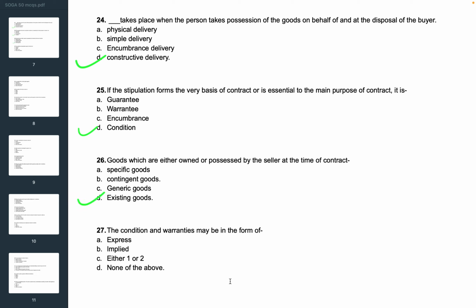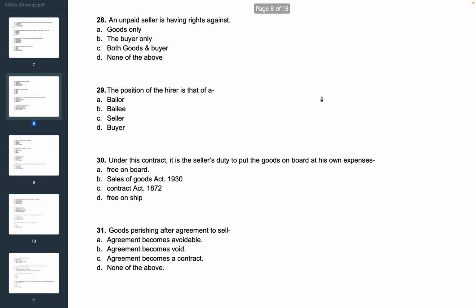Existing goods. Next question. The conditions and warranties may be in the form of A. Express, B. Implied, C. Either 1 or 2, D. None of the above. The correct answer is C. Either 1 or 2. Next question.